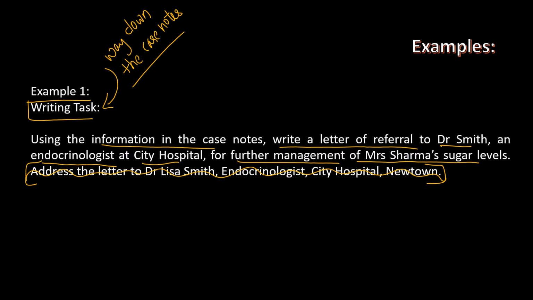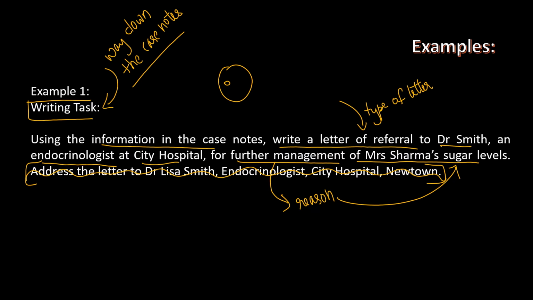So we know the type of letter, right? We know the type of letter from the writing task. It's a referral letter, and we also know the reason for writing. So this is the reason: further management of what? Of Mrs. Sharma's sugar levels. So see how by reading the task we clearly know what the purpose of the letter is. Let's have a look at a second example.